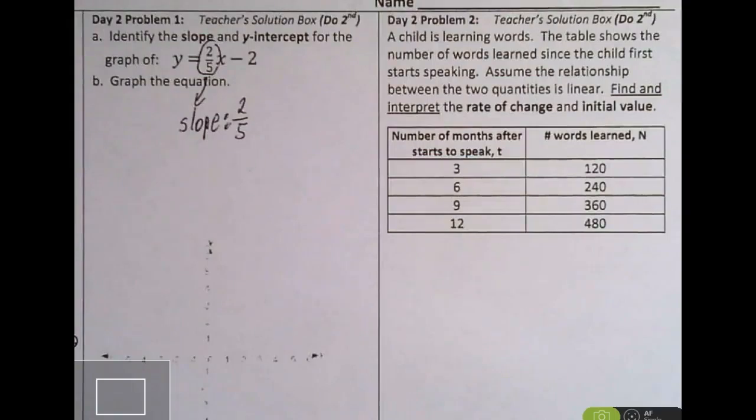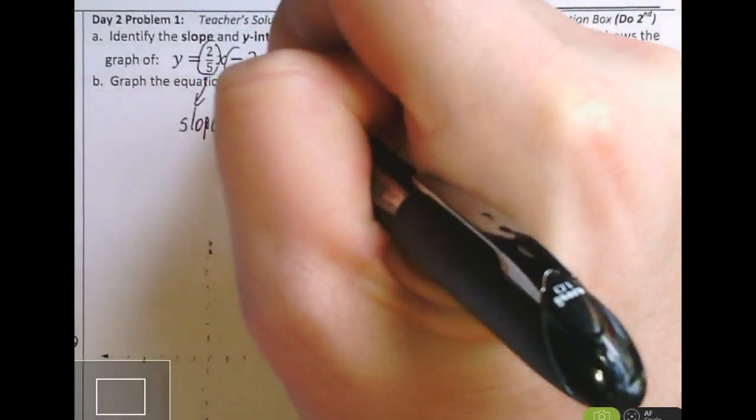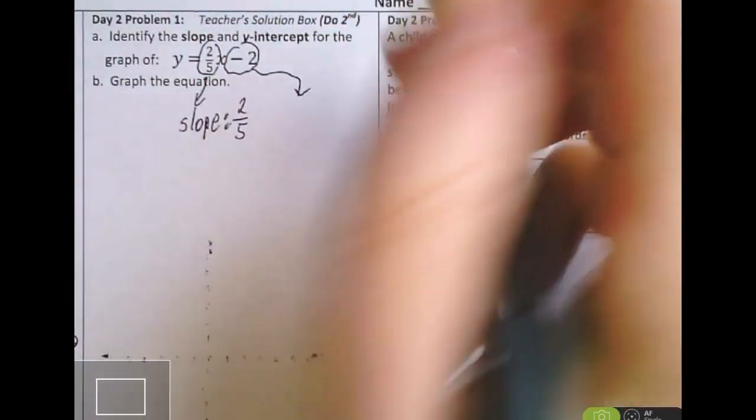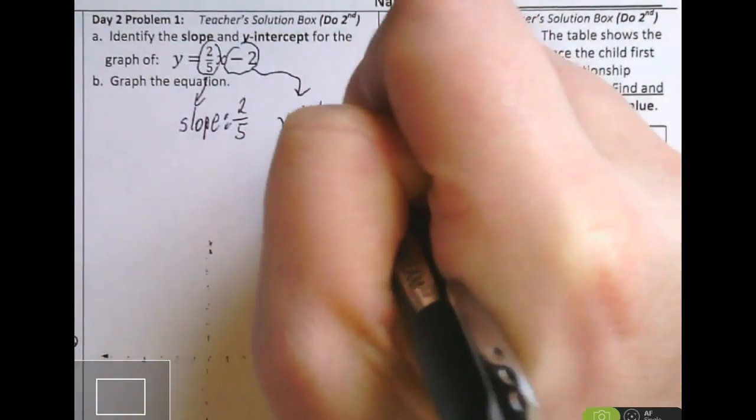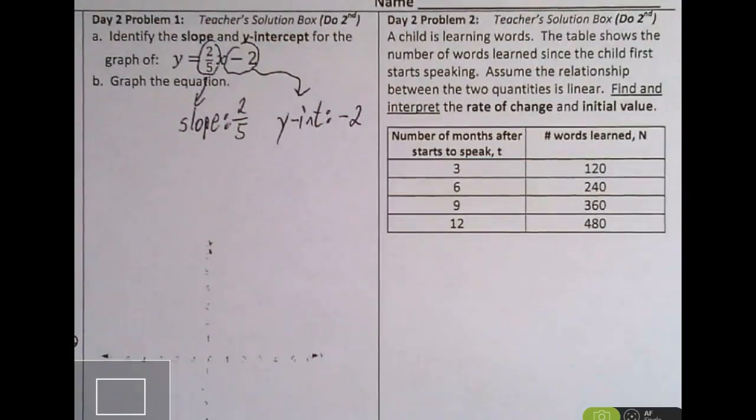Also, when an equation is in this form, the constant term is the y-intercept. And so that's also very quick to figure out. The y-intercept is -2. And with these two values, we can graph the line for this equation.